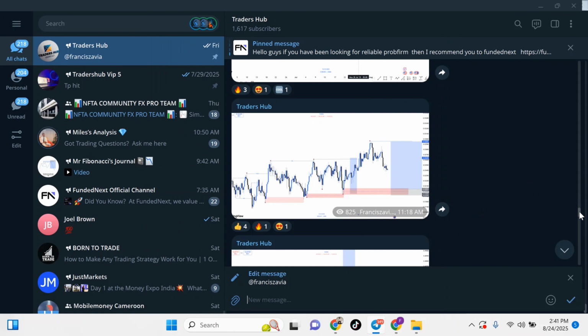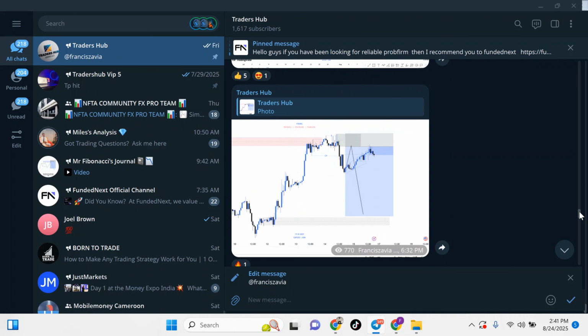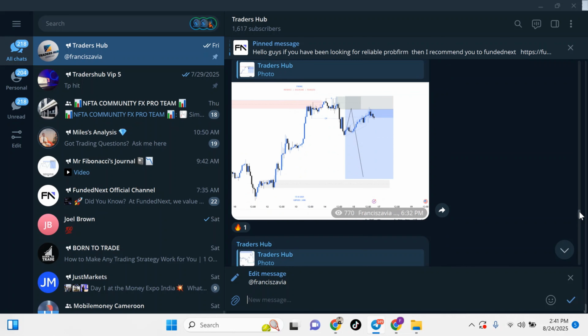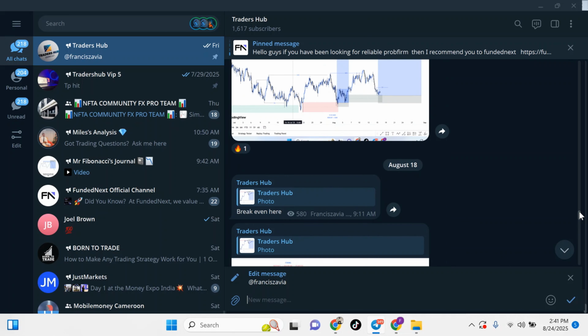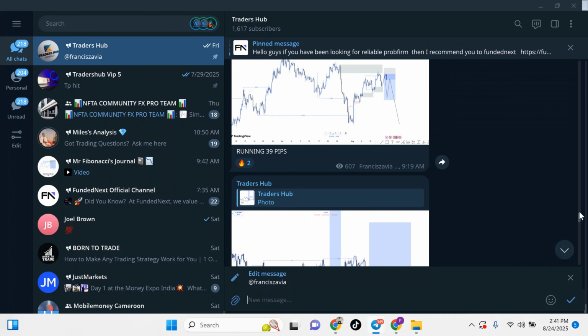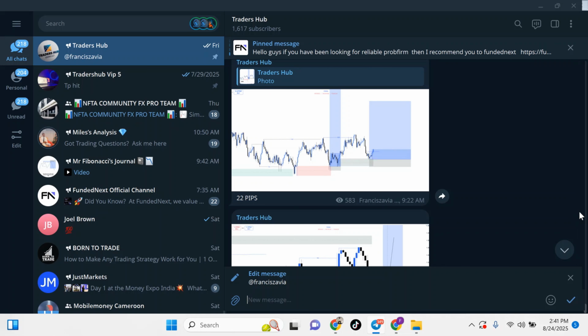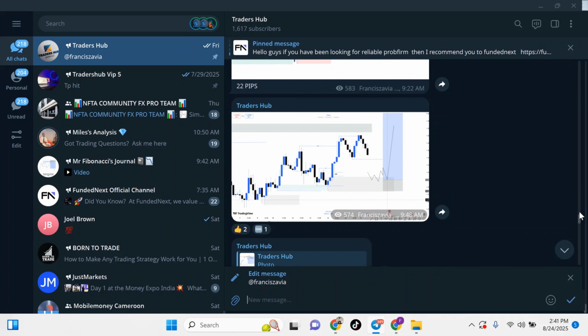So here we are again in a Telegram group. Okay, that's still the trade when it got activated. Then this is the GU when it got activated. That was the GU playing out, the EU playing out as well. And then this was the AUD CHF trade that was playing out before it hit stop loss.